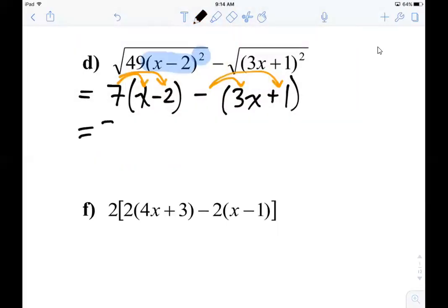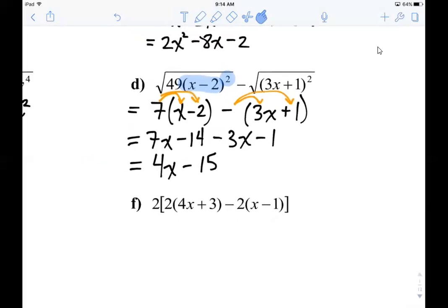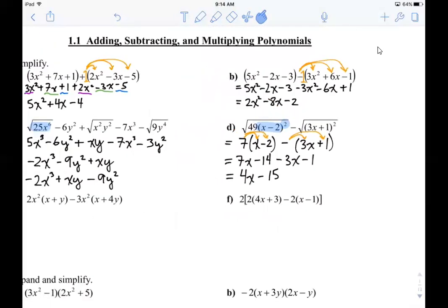So 7x minus 14, subtract 3x's and subtract 1. Combine my like terms together would give me 4x and minus 15. Let's keep going and see how this expanding and simplifying process can go a little bit further even.